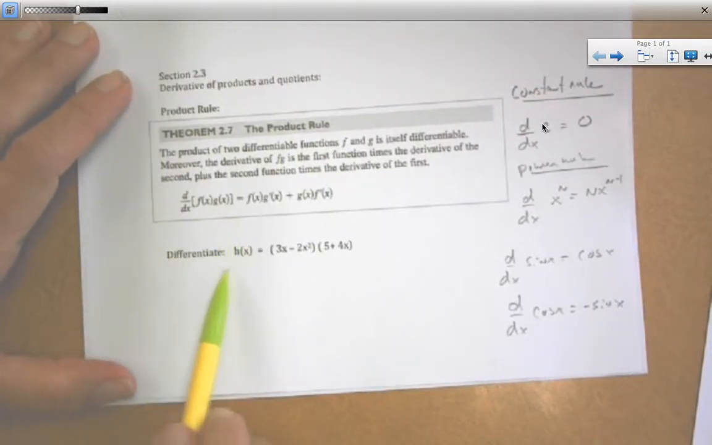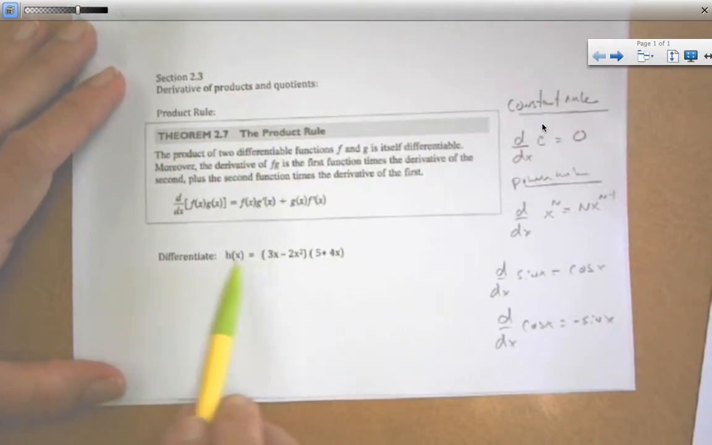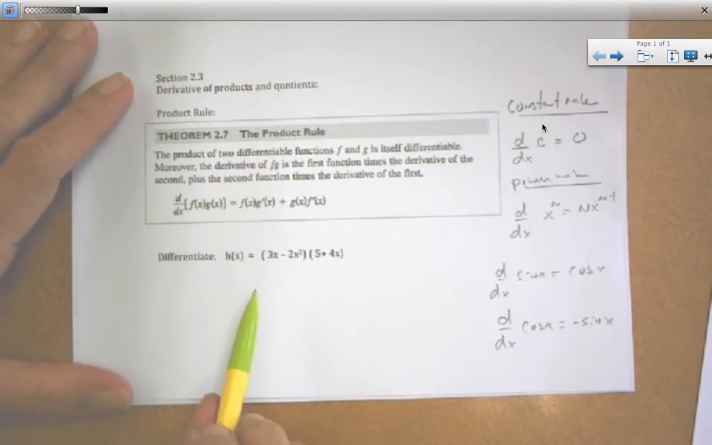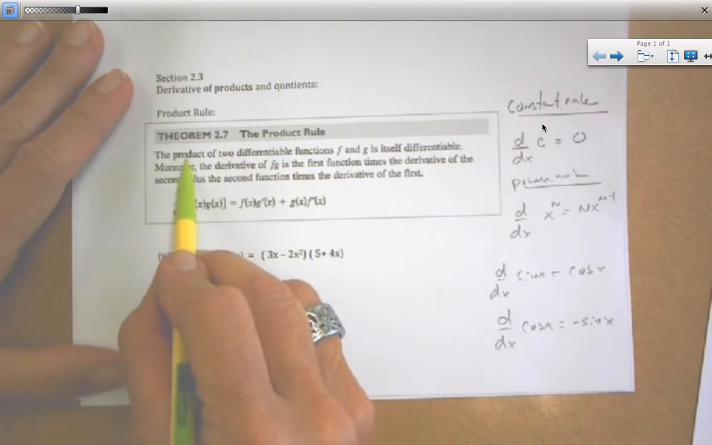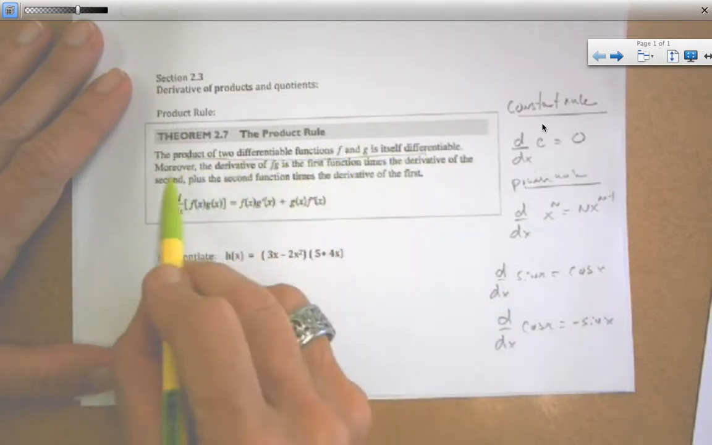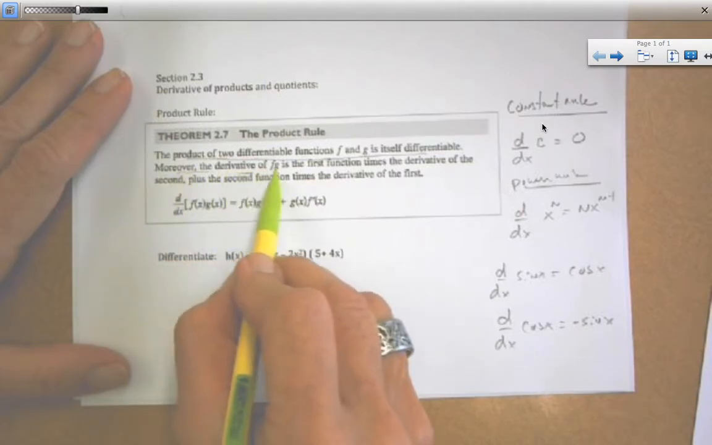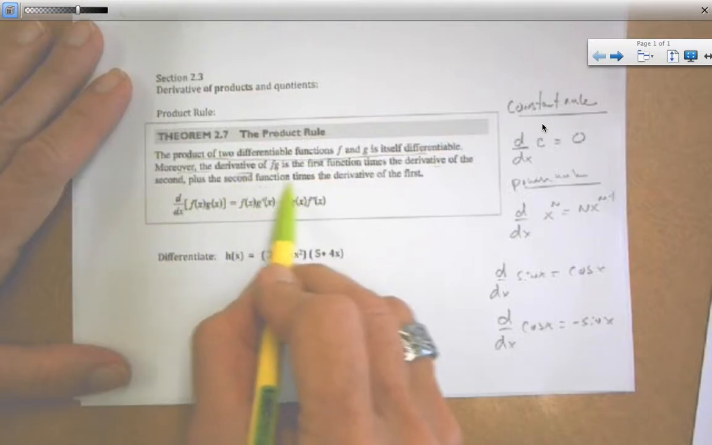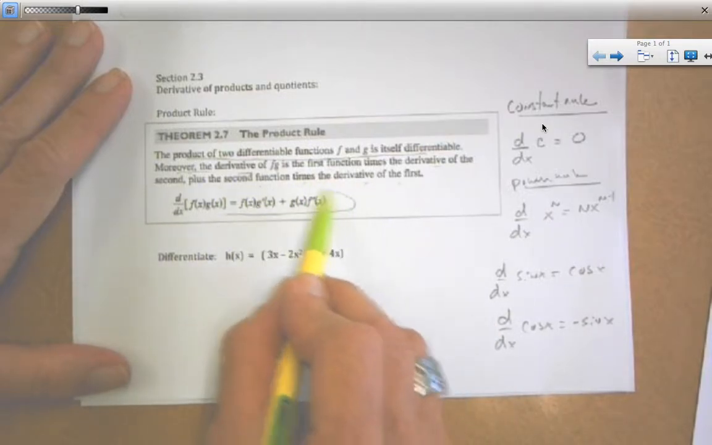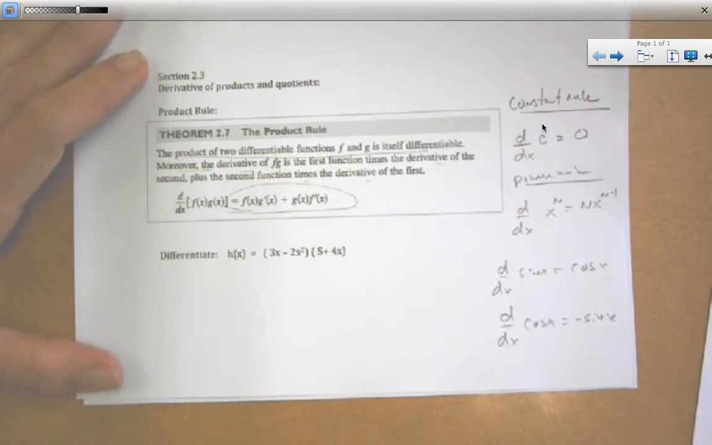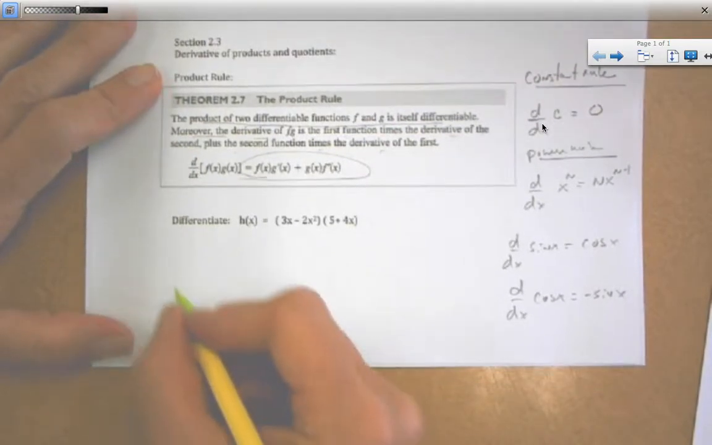Now, here I'm in derivative function notation, so I'm probably going to write my derivatives in function notation. The product of 2 differentiable functions f and g is itself differentiable. Moreover, the derivative of f times g is the first function times the derivative of the second plus the second times the derivative of the first, and they write this all out. Well, to help you remember this, I kind of write it in words also.